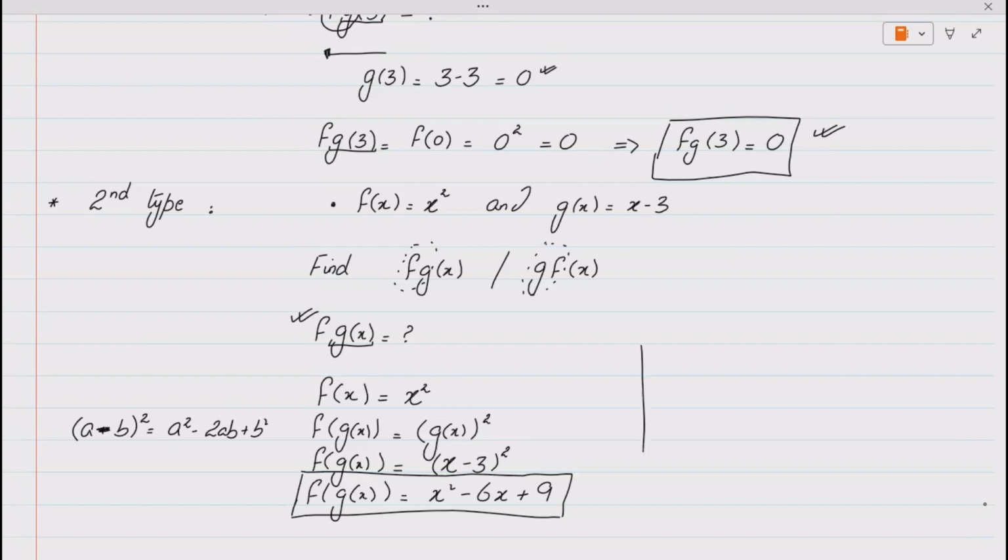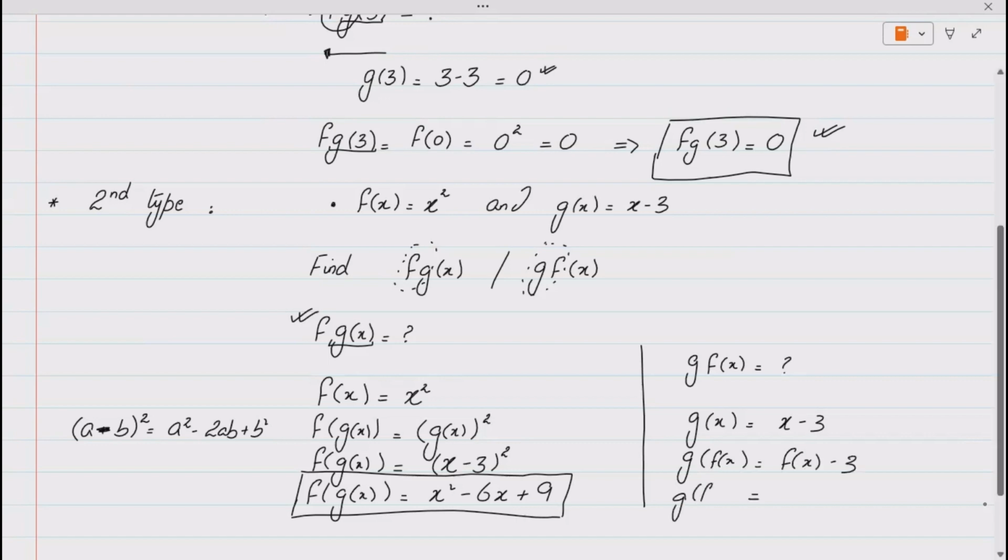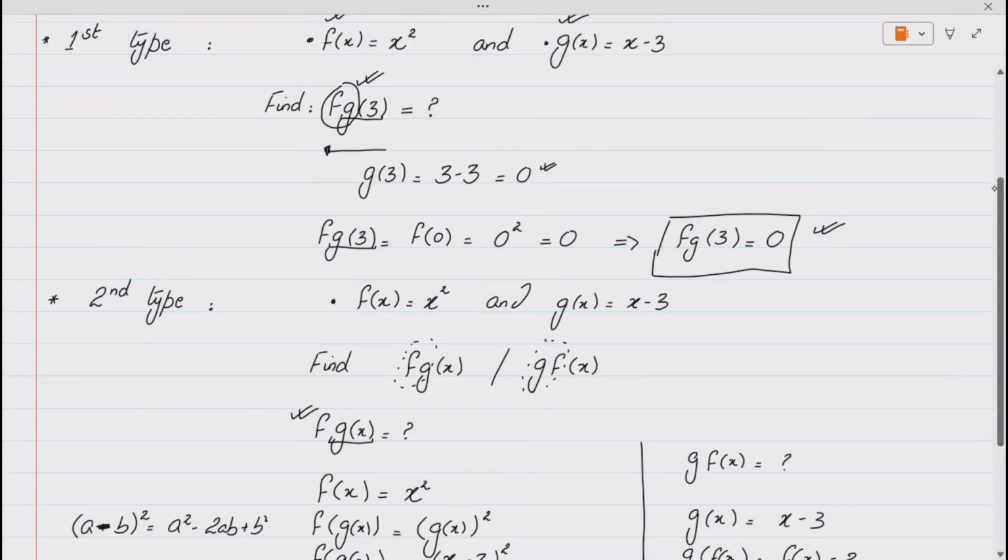Now, the second thing is to find g of f of x. For g of f of x, you first write g of x, which is x minus 3. Now in place of x, write f of x. So it means f of x minus 3, and here the left hand side remains the same. In the right hand side, put the value of f of x, which is x squared. So x squared minus 3. So these are the two types of questions we learned in 21.3.